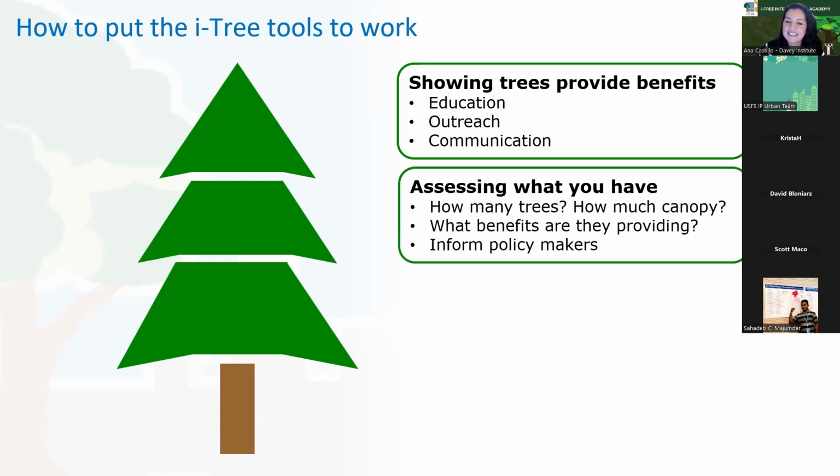The next is assessing what you have. So if you're already on board, trees are great, but you want to know more about your tree resource. How many trees does your community have, and what is the canopy cover in your city or place that you live? With Eco and with our tools, you can then translate that into how much benefit they're providing to your community. That can be reporting the amount of carbon being taken out of the environment, or how much savings they're contributing through avoided runoff, for example.